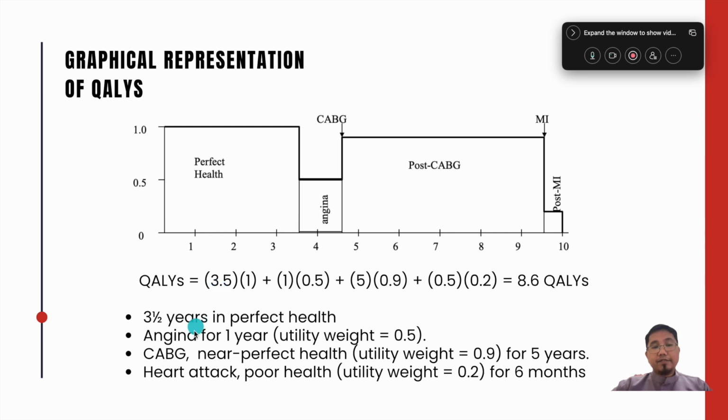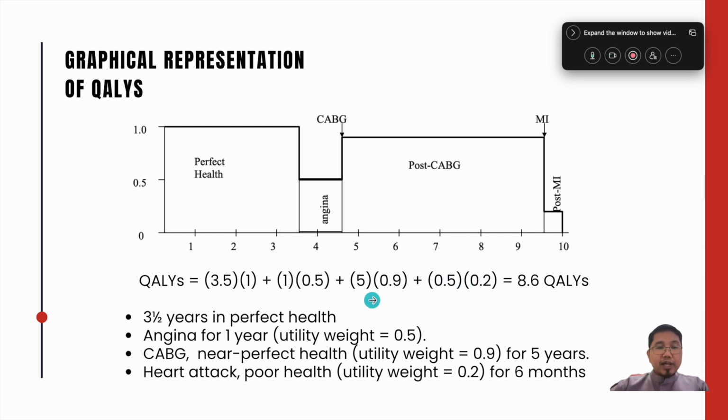Then he has angina for 1 year. Angina has a utility weight of about 0.5, so 0.5 multiplied by 1. Then he had the CABG, so he got near perfect health, with a utility weight of 0.9. For 5 years he lived after the CABG, so 5 years multiplied by 0.9. And then he has the heart attack, so he lives for 6 months with poor health, which has a utility weight of 0.2. So 0.2 multiplied by 0.5.